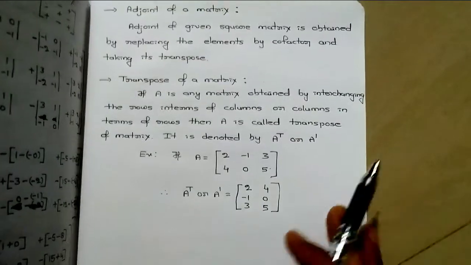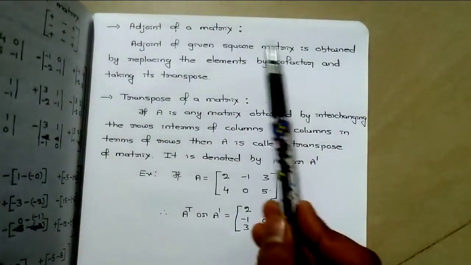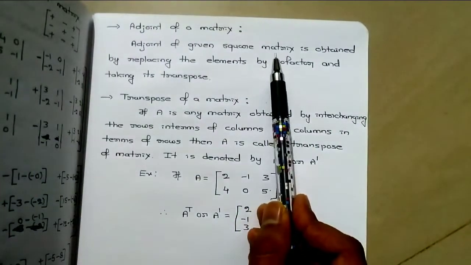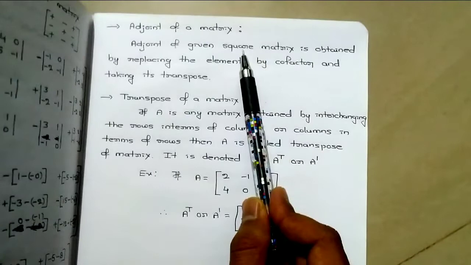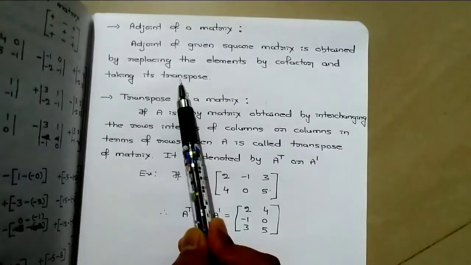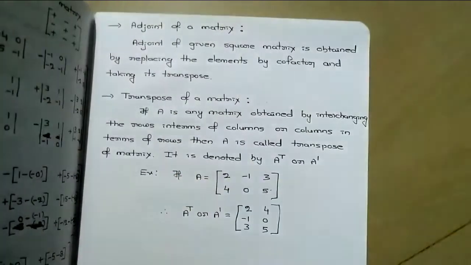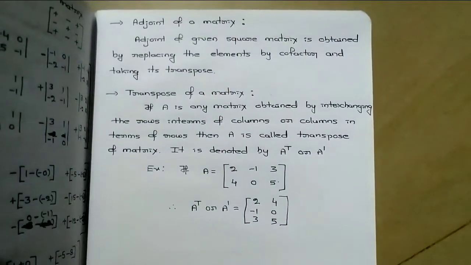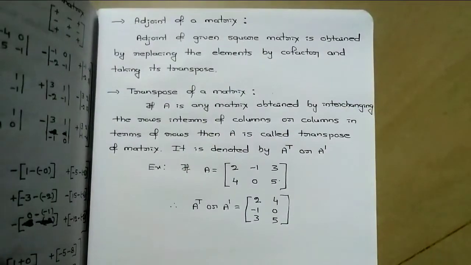Now, to find the adjoint of a matrix, the first step, after being given the square matrix, is to find the cofactor matrix for that given square matrix. After finding the cofactor matrix, we need to take the transpose. Then we get the adjoint of the matrix. Now I will take one example, and in that example you will understand how to find the adjoint of a matrix.